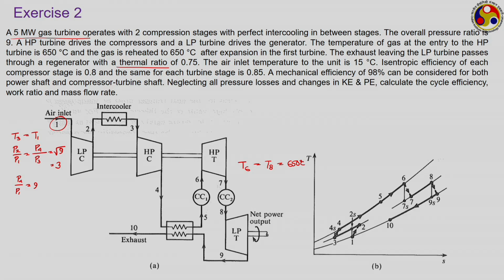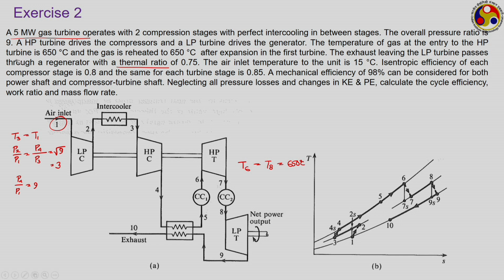The isentropic efficiencies for the compression stages are 0.8 and for the turbine stages 0.85, and we have a mechanical efficiency of 98%, which is considered for both the power shaft and the compressor turbine shaft. In this case, both the compressors are coupled with the HP turbine. So, the HP turbine is driving both the compressors, as mentioned here. The HP turbine is driving the compressors and the LP turbine is driving the generator.